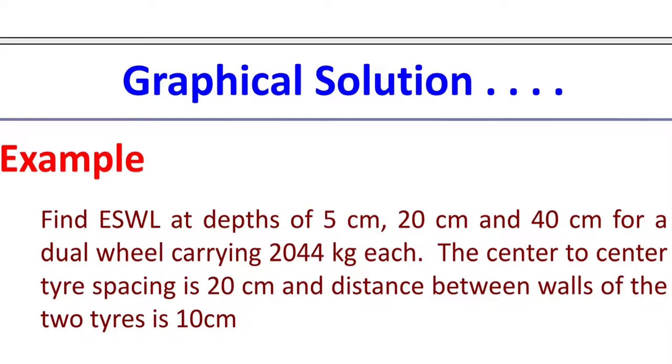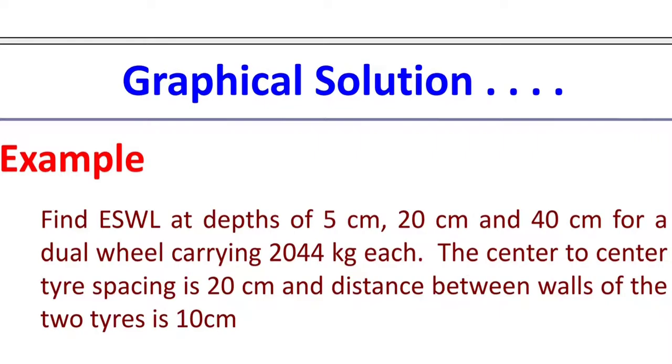Graphical solution. Here we'll see the first example. Find equivalent single wheel load at depths of 5 cm, 20 cm, 40 cm for a dual wheel carrying 2044 kg each. The center to center tire spacing is 20 cm and distance between walls of the two tires is 10 cm.